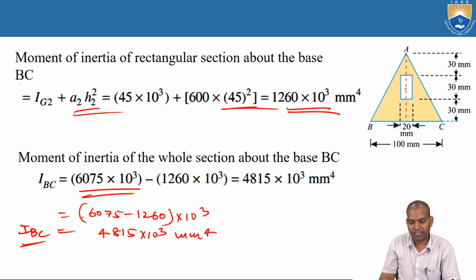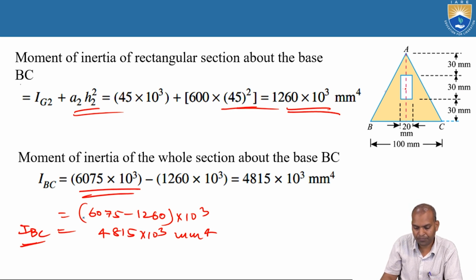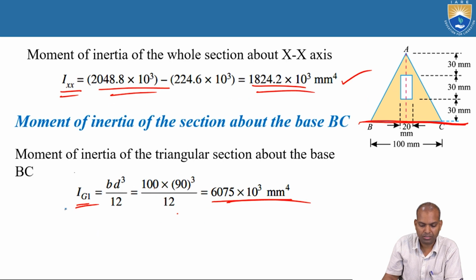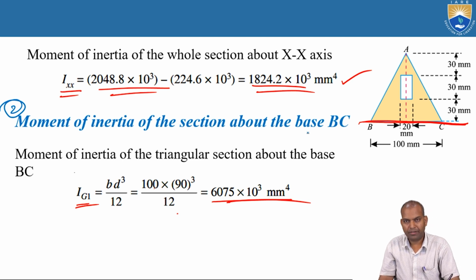All right. Now after that, in this problem, two objectives were asked. One objective was about the axis passing through the center of gravity, another one about its base. That's why we calculated two parts. That is the part 2, that is the moment of inertia of the section about the base. You might have a doubt here: this Ig1 is BD cube by 12, why is it directly given about the base?